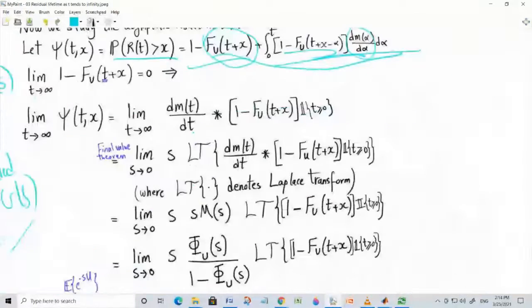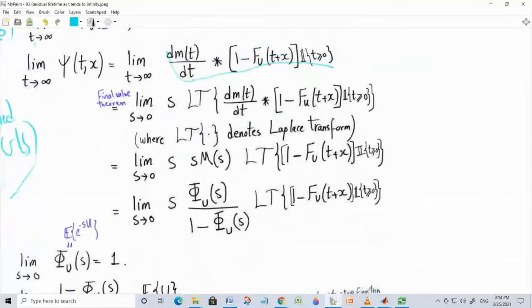So rather than having the limit as t goes to infinity, we will say, okay, let me take the Laplace transform of this thing, multiply by s, and take the limit as s goes to 0. And then what is the Laplace transform of a convolution? It is the product of Laplace transforms.